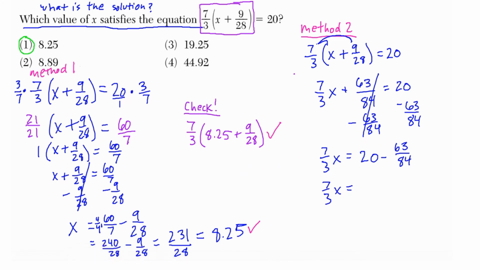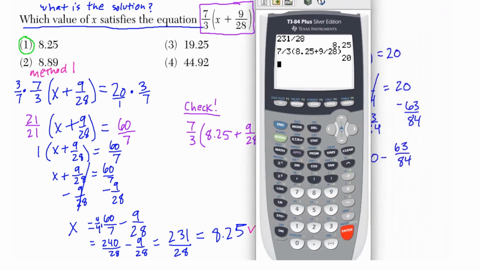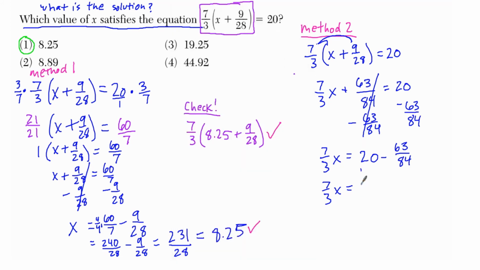But since we are headed for a decimal, we'll go ahead and just simplify this a little bit by opening up our calculator. Let's see what we're looking at. So we want to figure out what 20 minus 63/84 is equal to. 19.25. All right, that is much nicer. I'm just going to leave it like that.